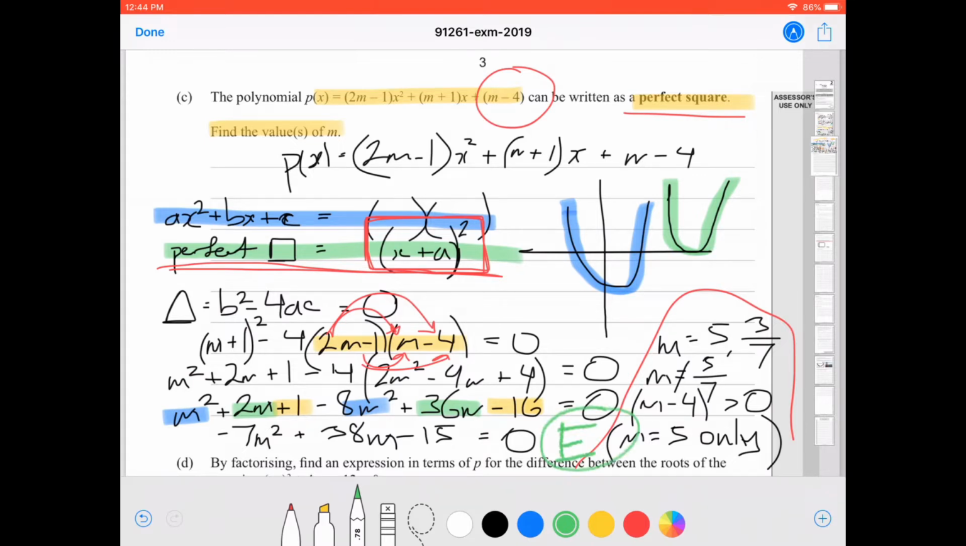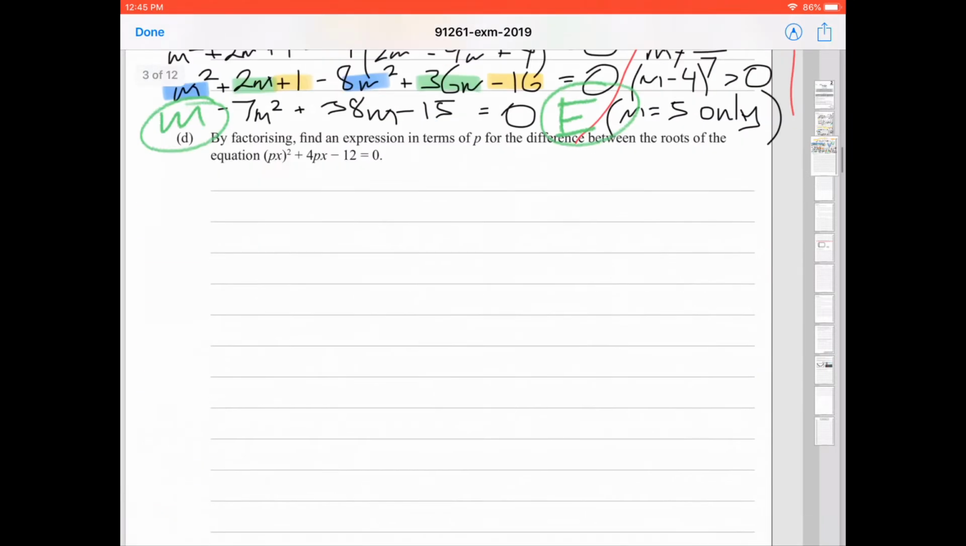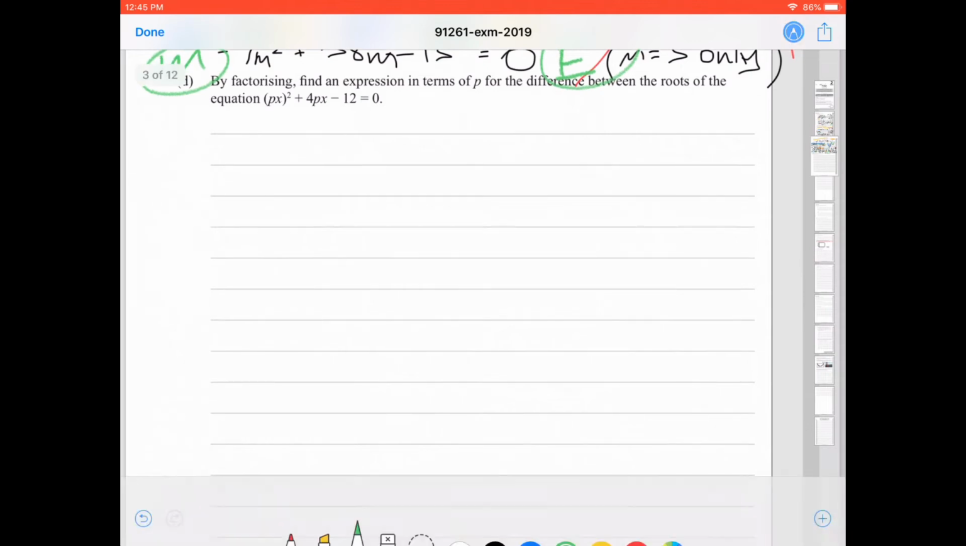Your merit comes from sets up the quadratic equation equal to 0. So this step here gets your merit, and achieved sets up the discriminant equal to 0. So this step gets you the achieved here. Okay, that's us for question 1c. Let's move on to question 1d now.